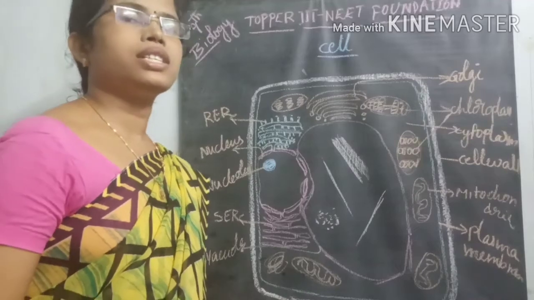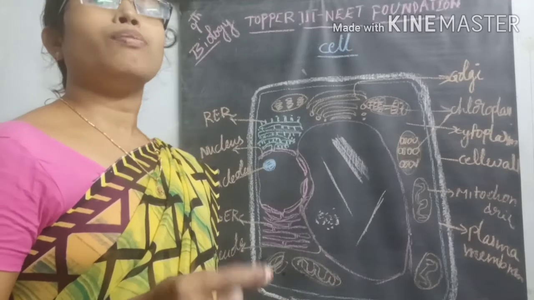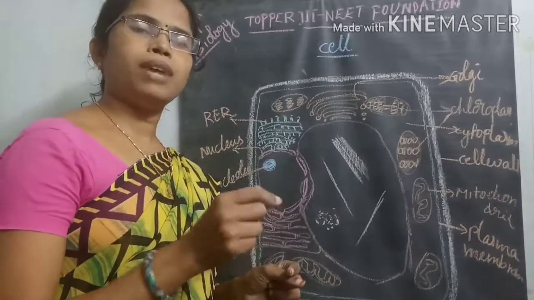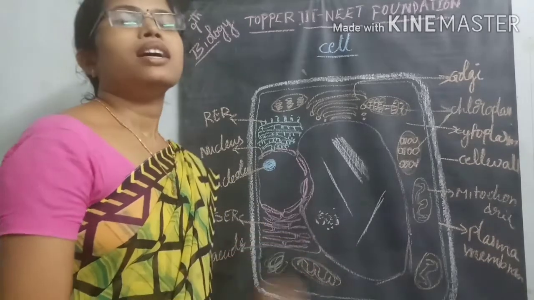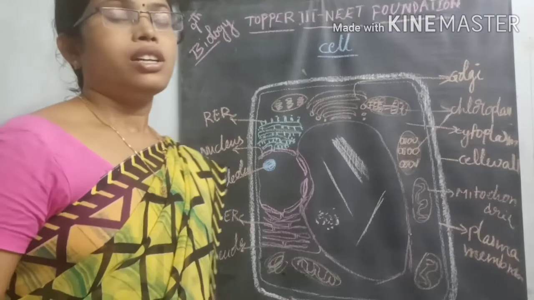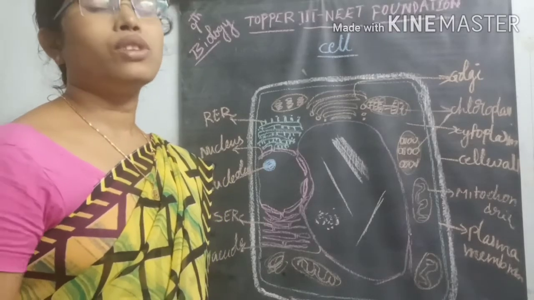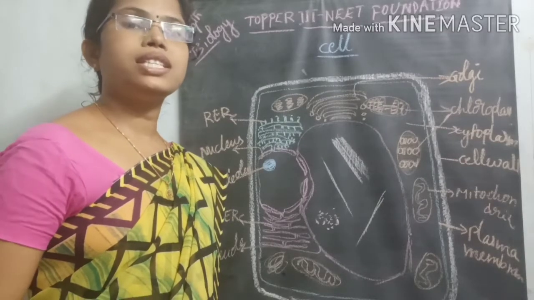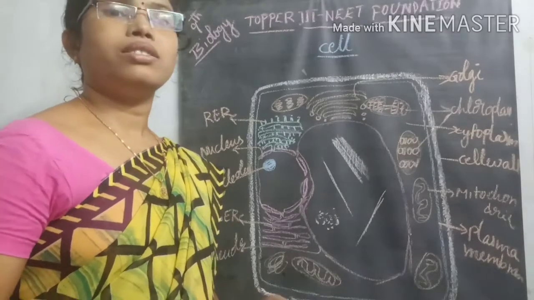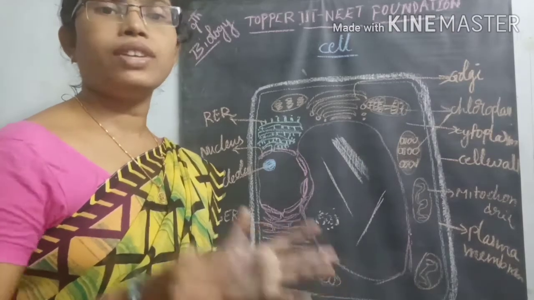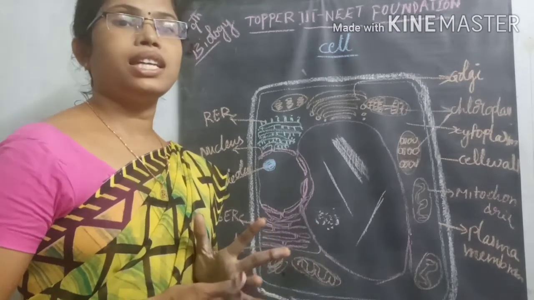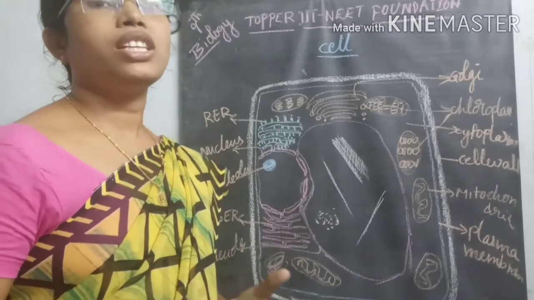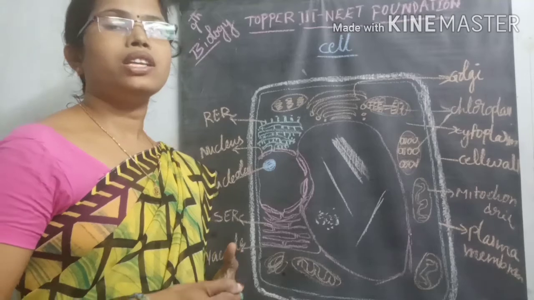Prokaryotic cell means a cell without a bounding nuclear membrane, meaning the genetic material is present in the cytoplasm itself. It is not covered by a nuclear membrane. But in eukaryotic cells, the nuclear membrane surrounds the genetic material or DNA, and this is very helpful for the transfer of genetic characteristics from one organism to another organism.